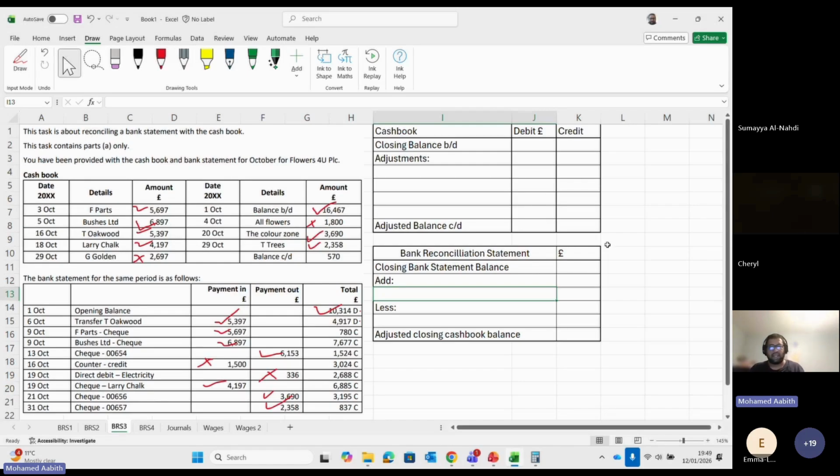So let's go back in here. They're asking you for the closing balance brought down. So please be careful with this here. In this scenario, they're asking you what is the balance brought down. Here you have the balance carried down.